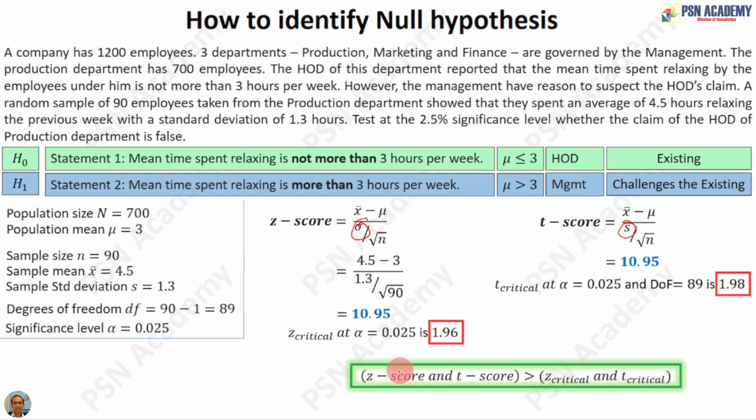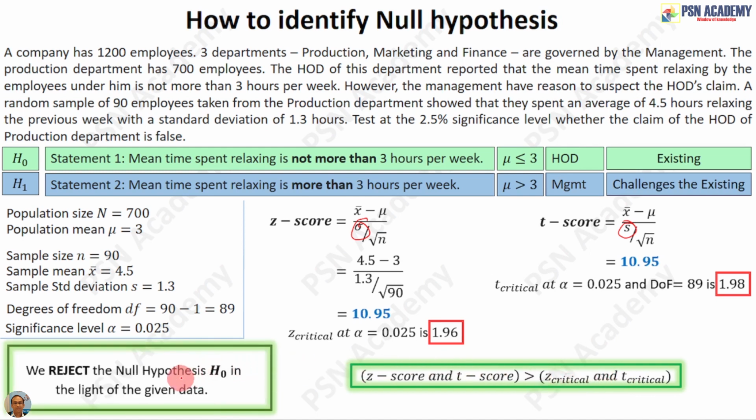So we see that the z-score and t-score both are greater than the z-critical and t-critical respectively. So we conclude that we reject the null hypothesis H0 in the light of the given data. That means whatever data you have got, based on that you are rejecting the null hypothesis. So this is very important, okay? You always write that in the light of the given data, you are taking the decision regarding rejecting or not rejecting the null hypothesis, okay?